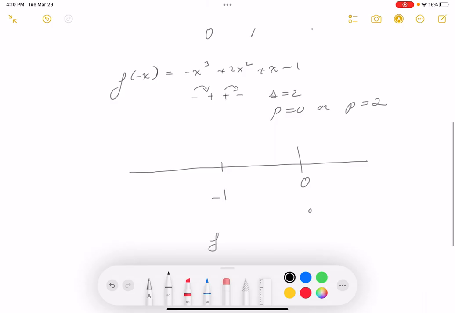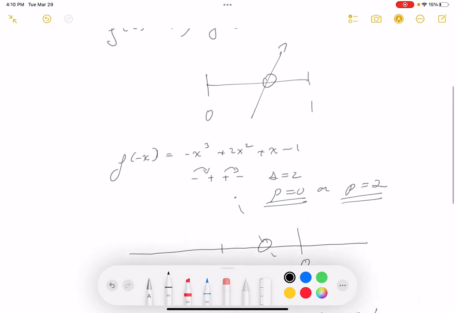What does f of minus 1 look like? Now remember, it either has no roots or two roots. So at minus 1 it's going to look like 1 plus 2 minus 1 minus 1, which is going to be 1, which is positive. So now what do I know? I know there's a root between minus 1 and 0.